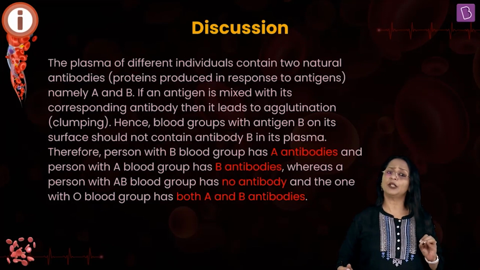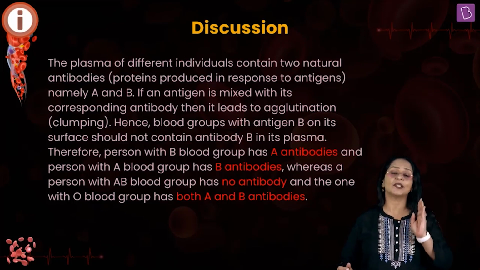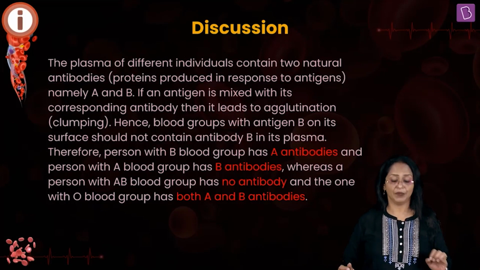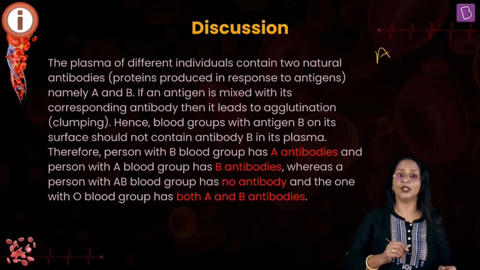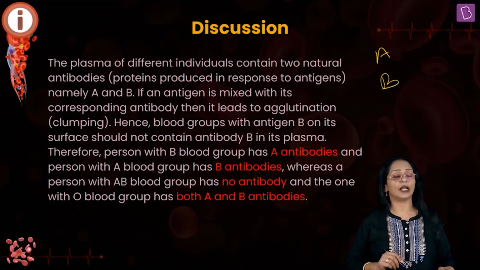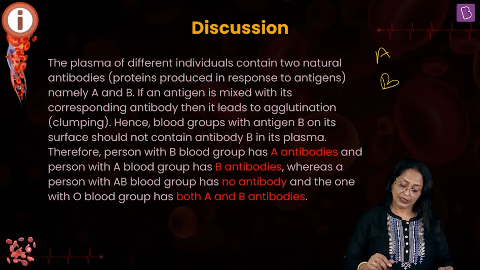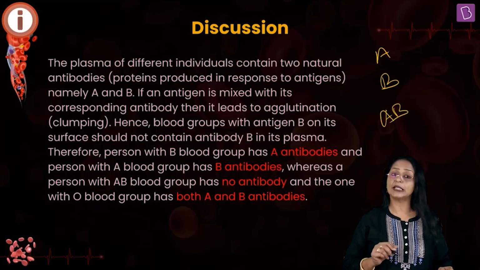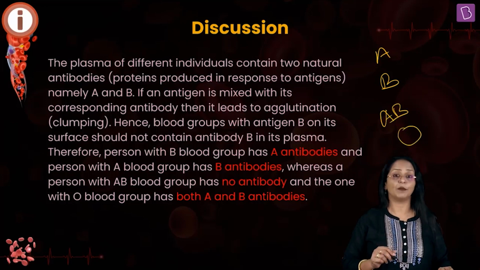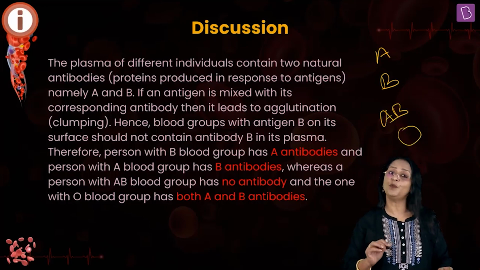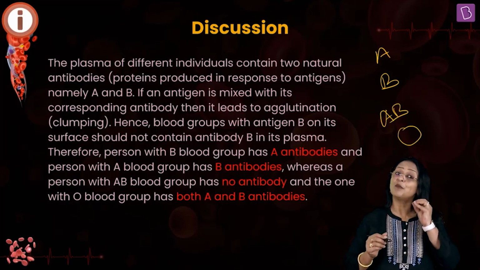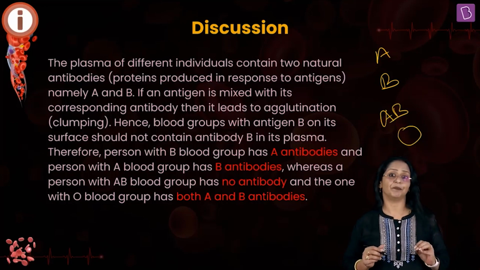Now, how do you get the blood group? ABO blood group is based on the antigens that are present on the surface of the RBCs. If the person has A antigen, it's blood group A. If the person has B antigen on the RBC, it's blood group B. If the person has both antigens A and B on the surface, it's blood group AB. And if no antigens are present, then it is blood group O. Now, what is an antibody? The antibodies are proteins that are found in the plasma.